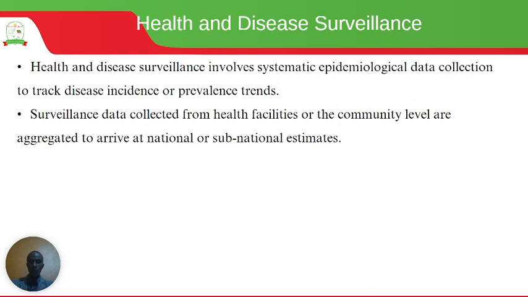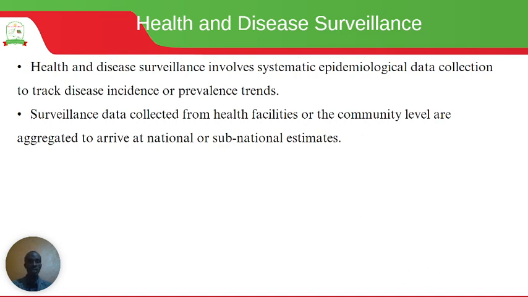So another source of data is what we call health and disease surveillance. And this involves systematic epidemiological data collection to track disease incidence and or prevalence trends. So when you look at epidemiology, we are talking about the distribution, the determinants, and then the trends of diseases. And in incidence, we are looking at the new cases of a particular disease, while in prevalence, we focus on those new and old cases.